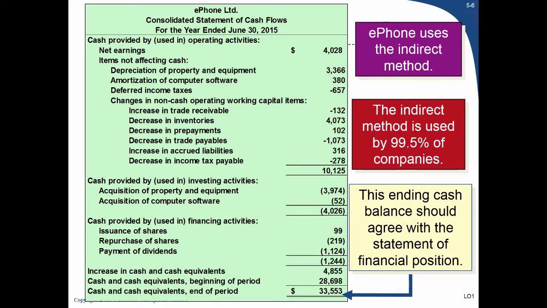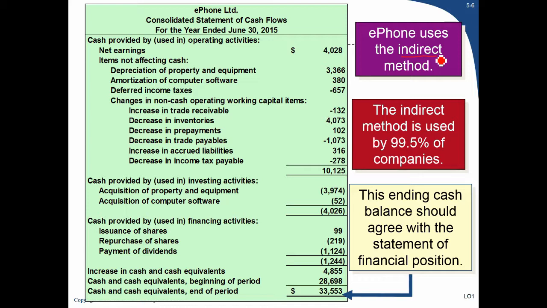Okay, so here's an example, and we're going to go through all these numbers in detail. But one thing you should note is ePhone is using what is called the indirect method. There are two methods of preparing a statement of cash flows. Now, in theory, it won't matter. You'll get to the exact same ending cash balance.